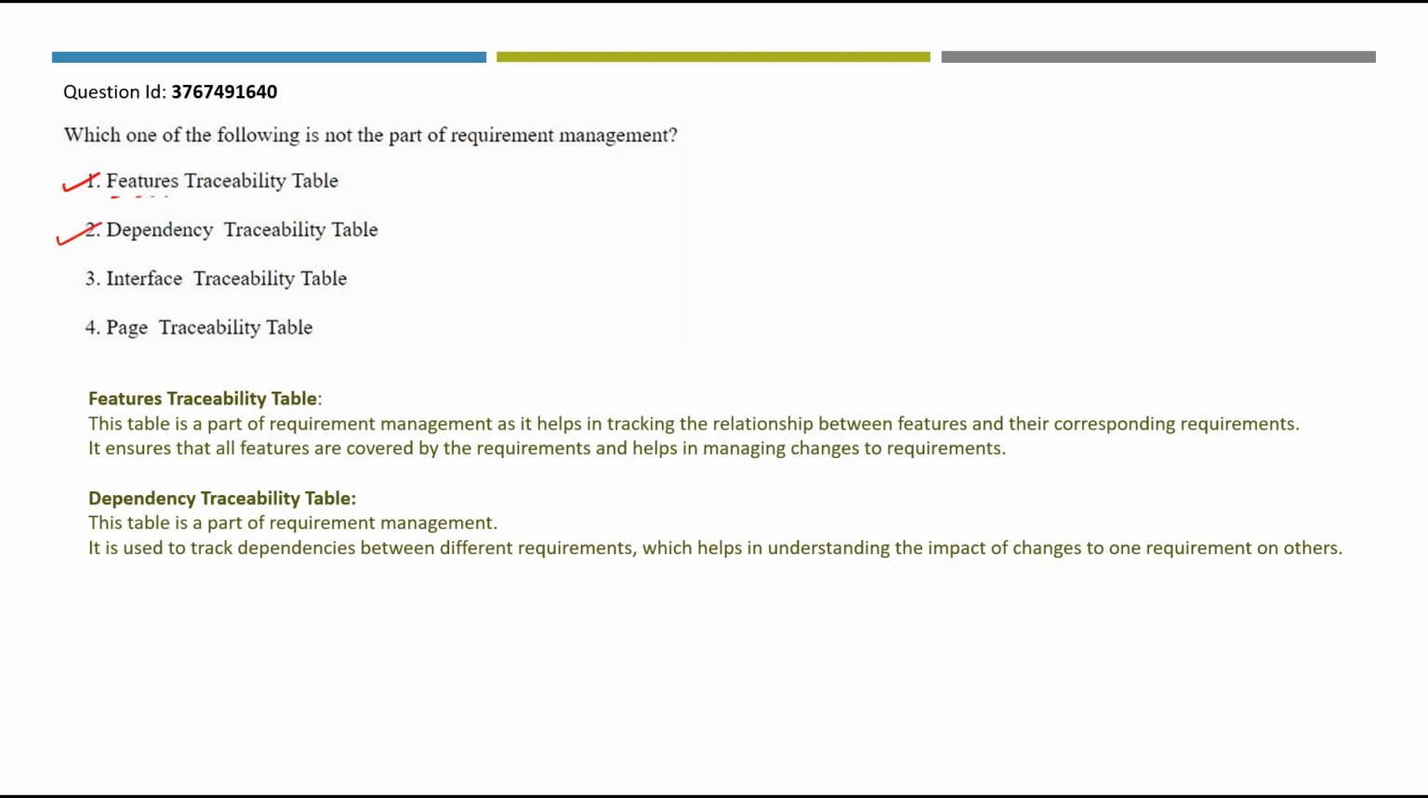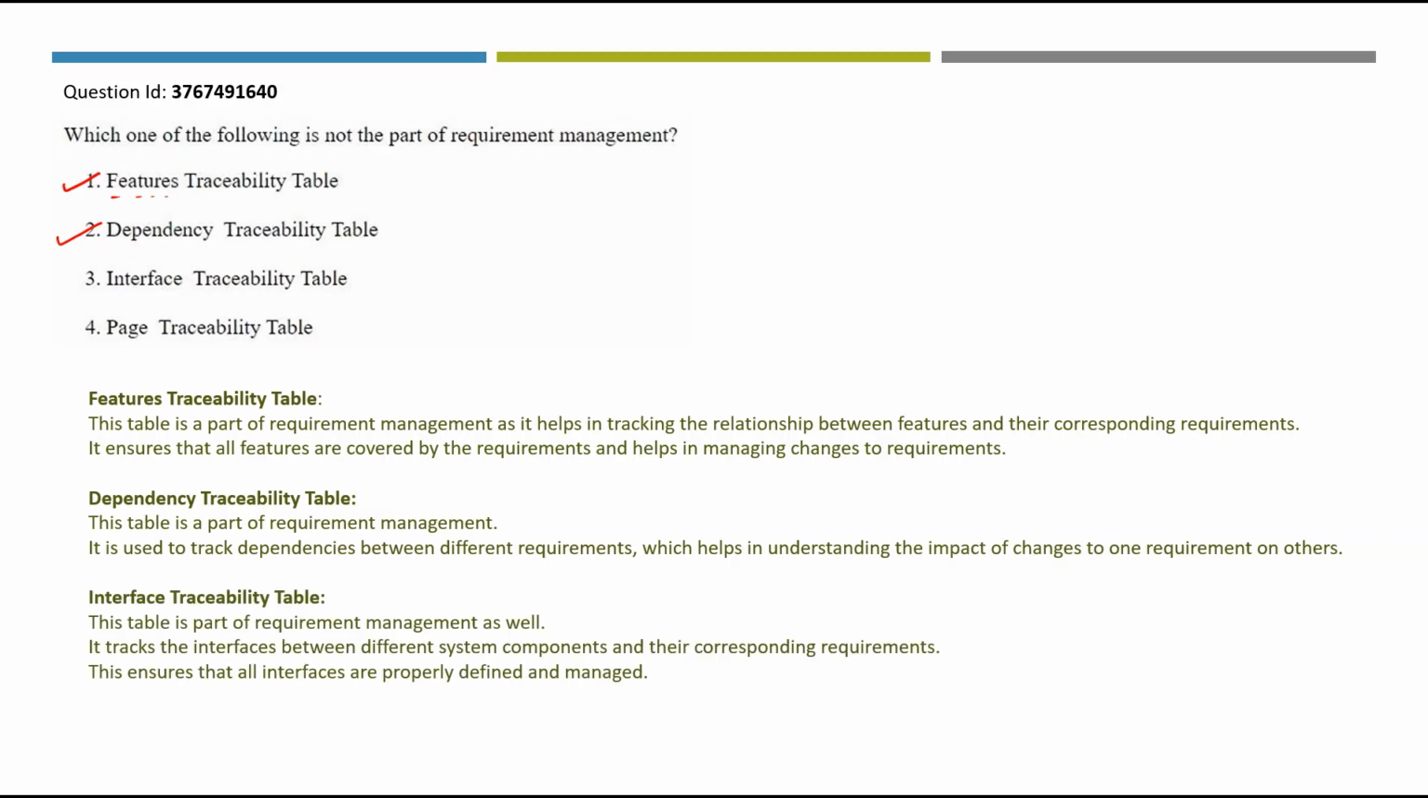Next one is interface traceability table. It tracks the interfaces between different system components and their corresponding requirements. This ensures that all interfaces are properly defined and managed. Take 2 modules. If you want to communicate with the module, you will definitely need an interface. We can keep it as simple as possible. So definitely option 3 is also a part of requirement management.